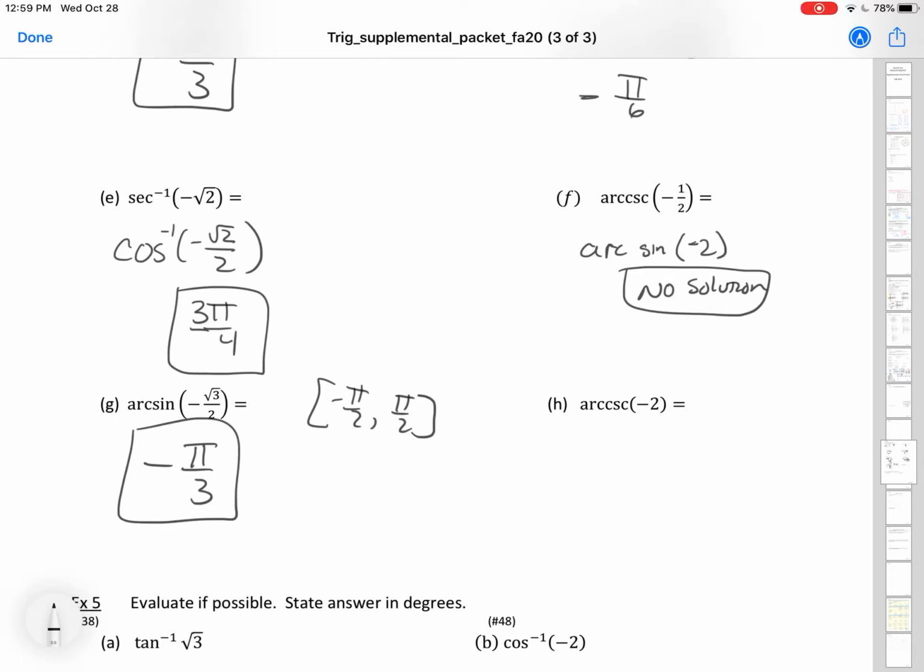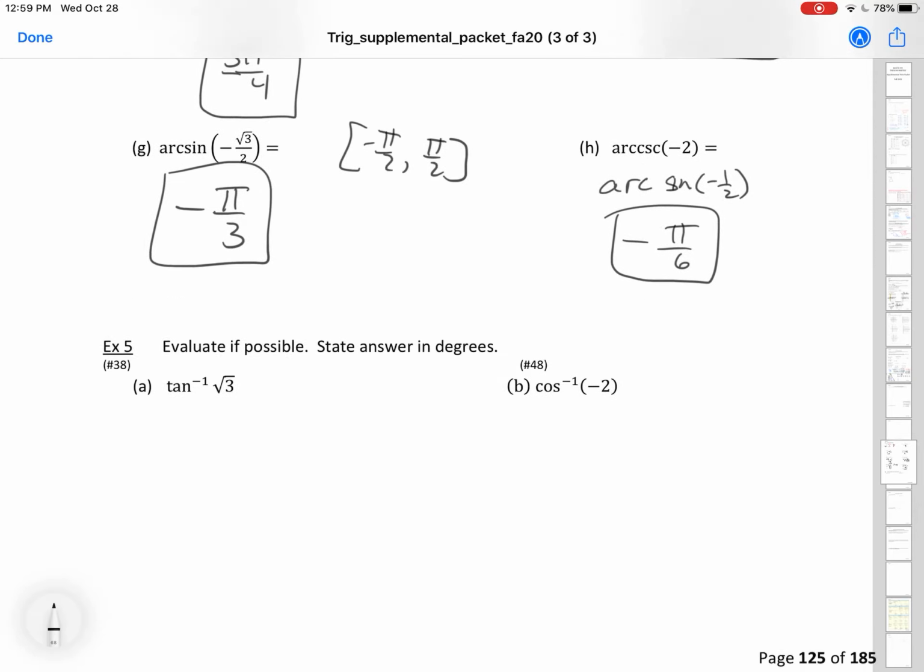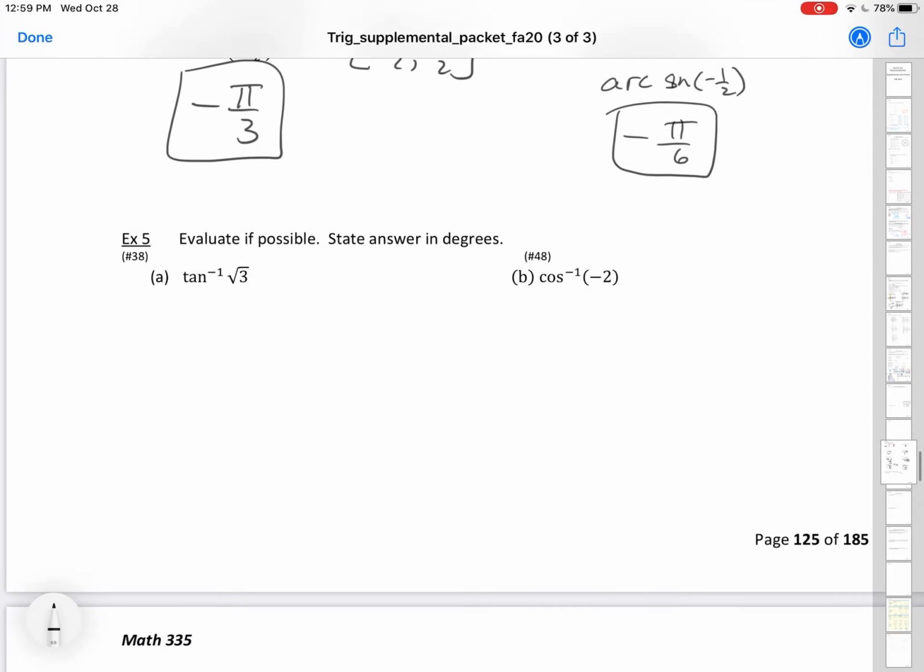Arc cosecant of -2. Well, that would be the arc sine of -1/2. Well, that's a pi over 6 reference angle in the fourth quadrant, or negative pi over 6. That's how fast we want it. If you have avoided memorizing, this will be a very long section for you, and your future classes will be very difficult. So let's take a look at these last ones.